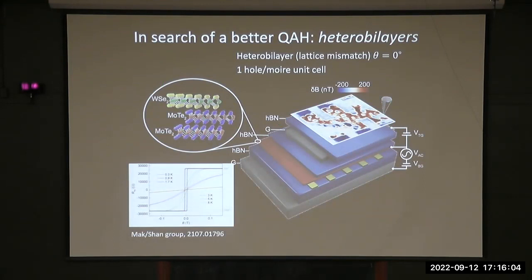Just to give an example, there was this beautiful result just last year from Kin Fai Mak and Jie Shan's group in a heterobilayer of transition metal chalcogenides. This is a stack of tungsten selenide and molybdenum ditelluride. These are two systems that have slightly different lattice constants. And it turns out that for the right choice of electric fields, you get a quantized anomalous Hall effect again at one hole per unit cell. And so we can do imaging on that structure. Actually, this image here is taken on that, and I cheated and stole this figure rather than remaking it earlier in the talk.